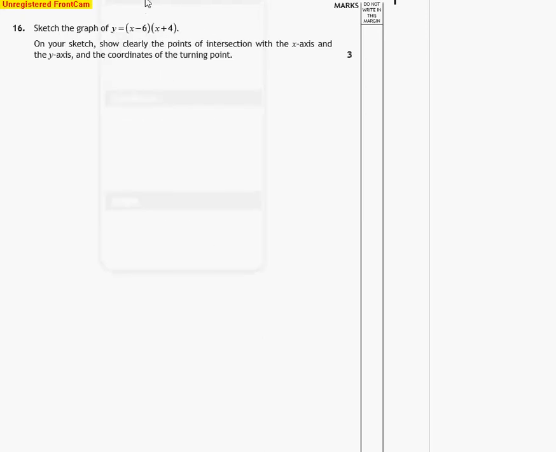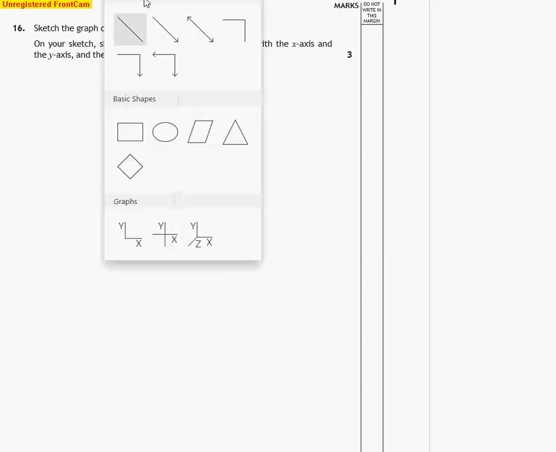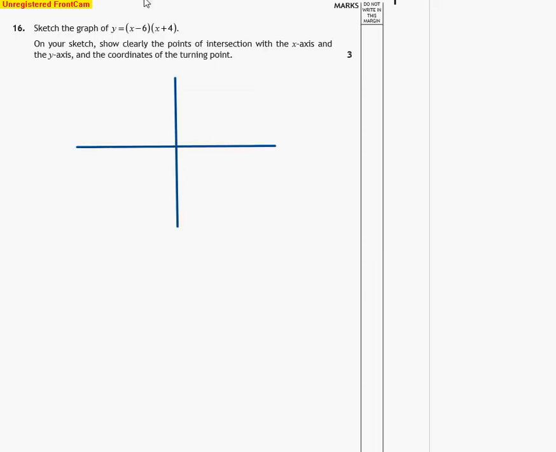Okay, so I'm just going to quickly draw our axes. Let's call that the x-axis, obviously, and the y-axis. Okay, so we're to sketch the graph, and we're going to show the intersection with the x and y-axis and the turning point. Okay, so intersection with the x-axis.